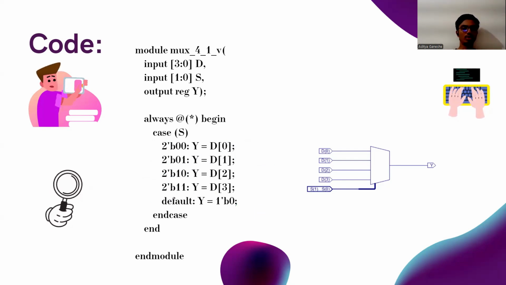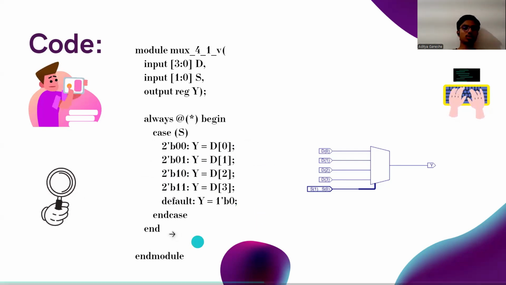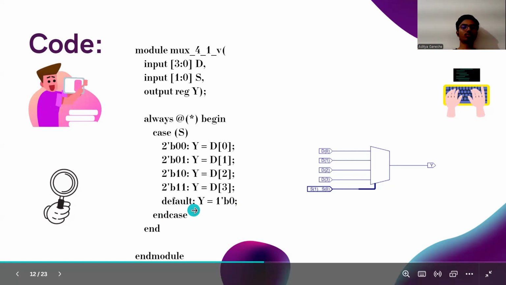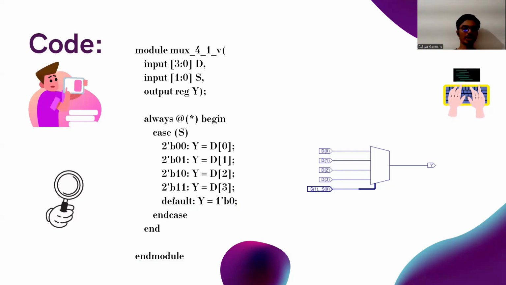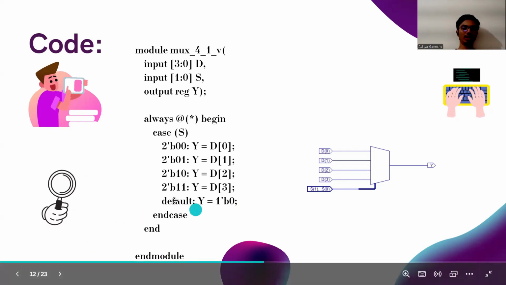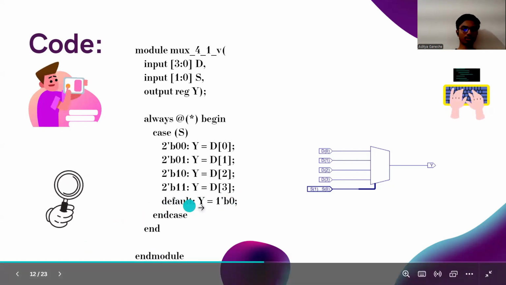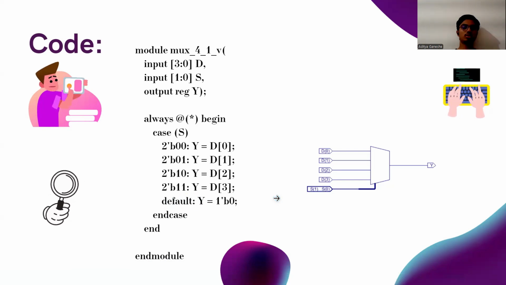Then comes the default case for Y. This is the default case that handles an unexpected value of S. If S does not match any of the specified values, Y is set to 0. That is the meaning of this default.